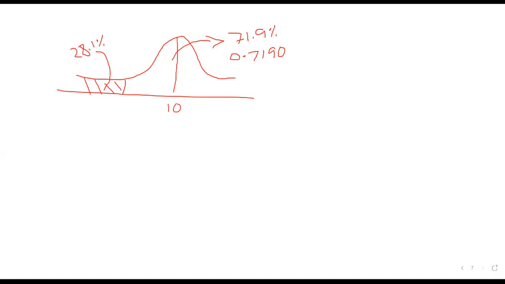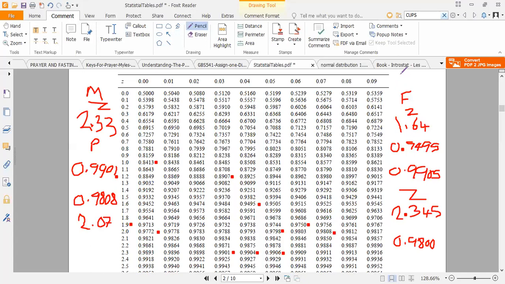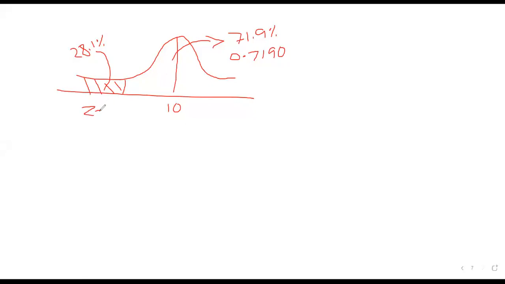Let's check inside here. We're looking for what? 0.7190. Is there a close one or an exact one? It is an exact one. What is the Z for that one? This one here, right? 0.5, good. 0.58. So since it's on the left side, our Z will be negative 0.58.